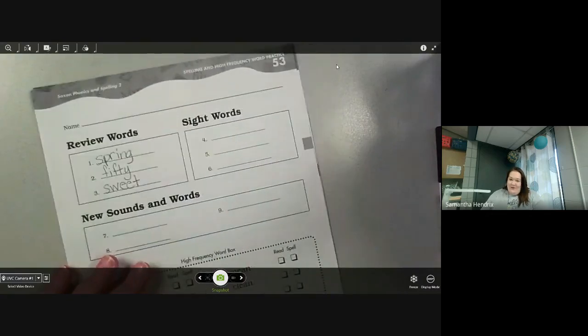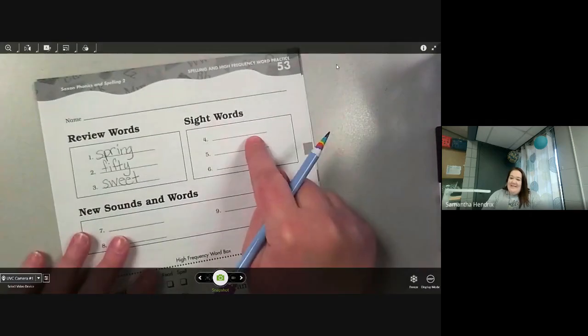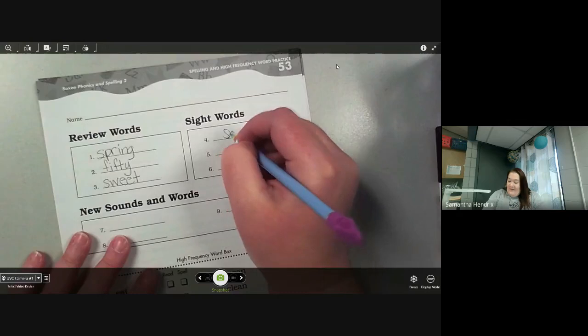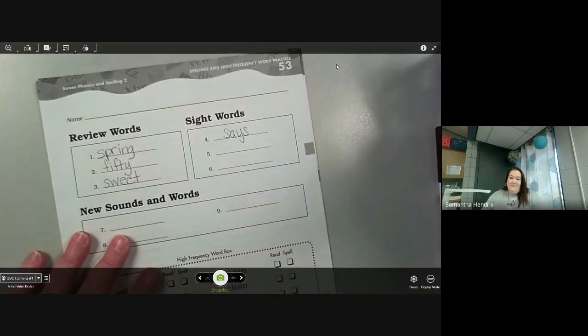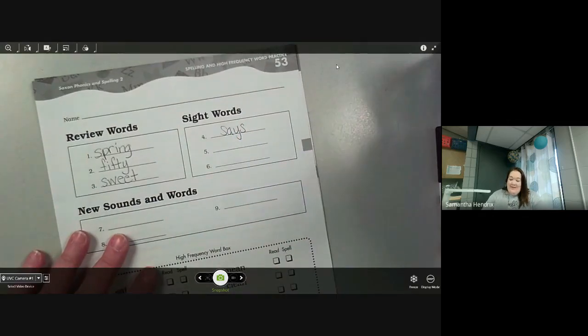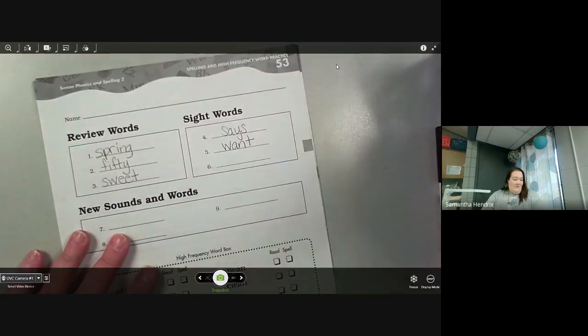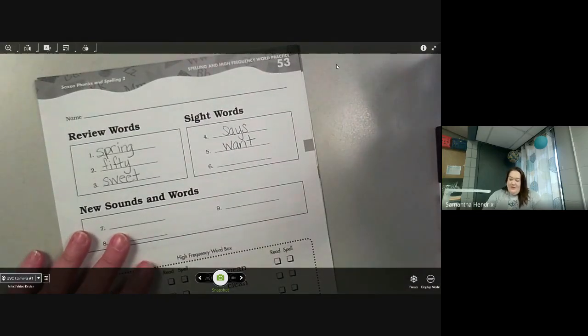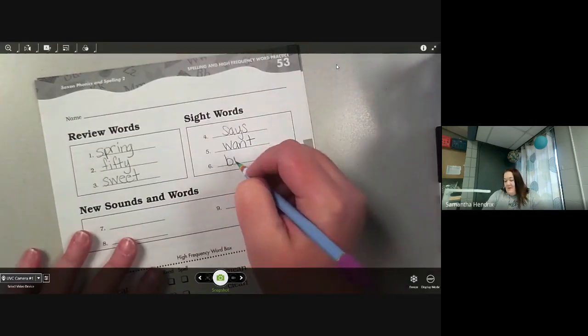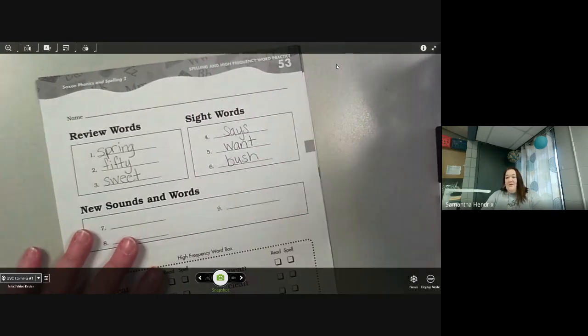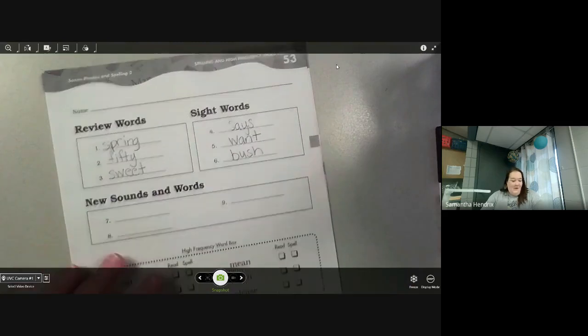Now, sight words. Says. You can't sound that one out. Want. You can't sound that one out. Bush. You could probably sound that one out. Okay.